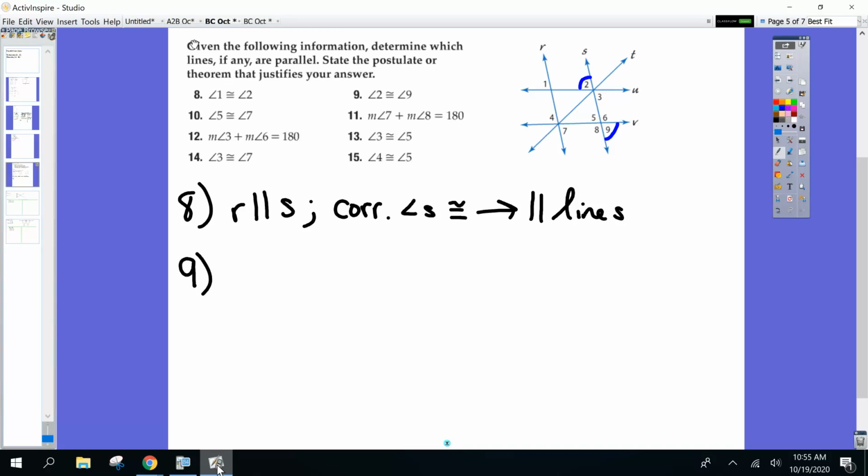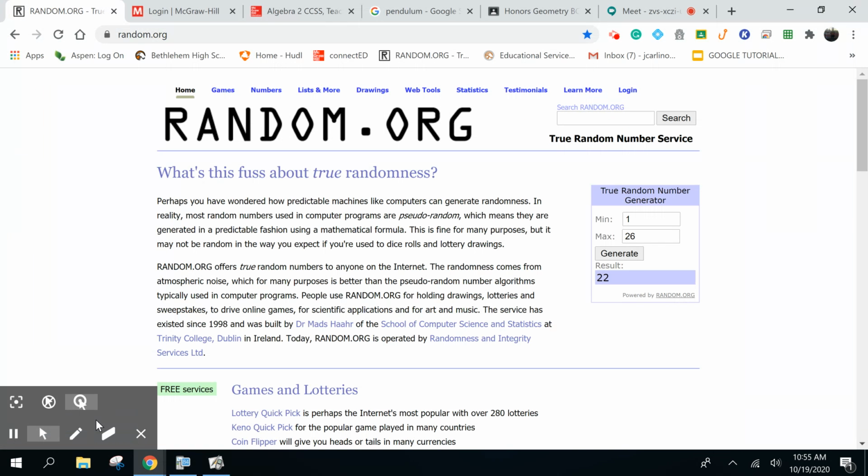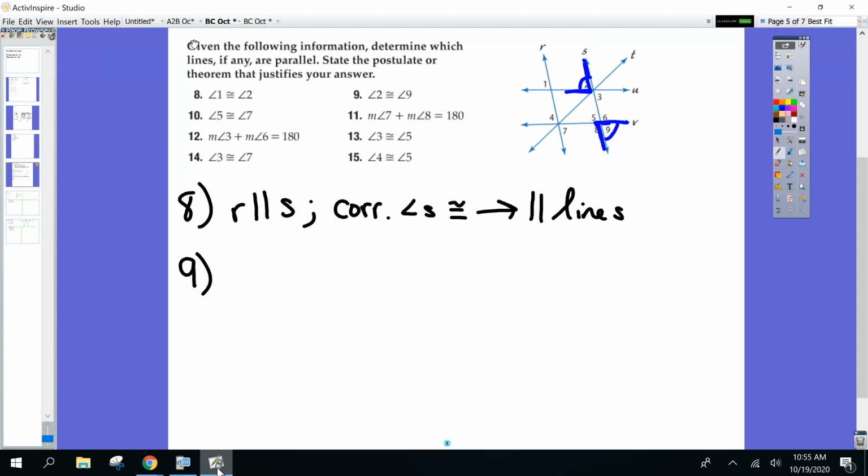So now the question is, what are my parallel lines here? What 2 lines must be parallel if 2 and 9 are congruent? That's why it's nice to highlight them. You can kind of see what lines are parallel. Here we go, Zach. What 2 lines have to be parallel up here? V and U. So U is parallel to V. Bonus question, what's the transversal?